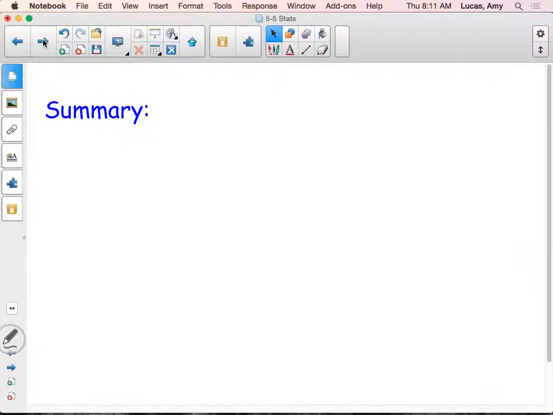You should be able to write a summary now. Make sure that you use complete sentences and answer your essential questions.